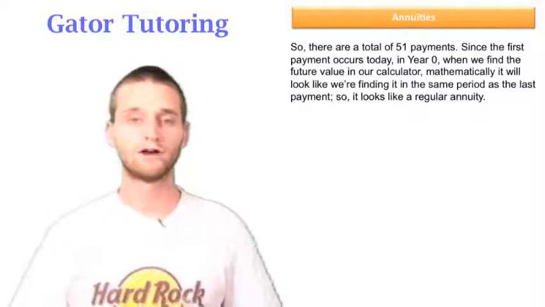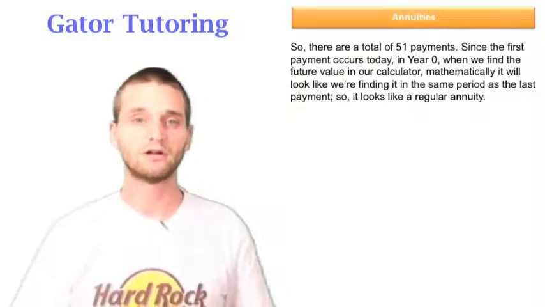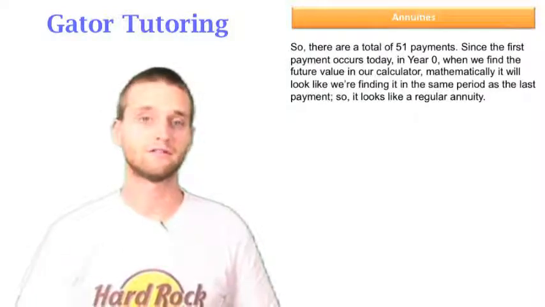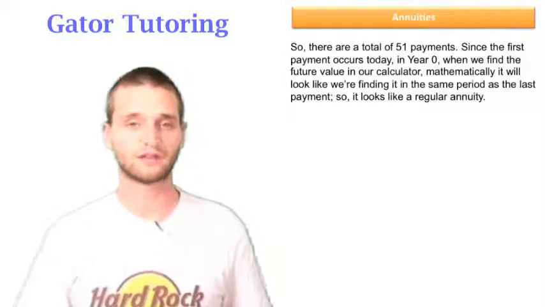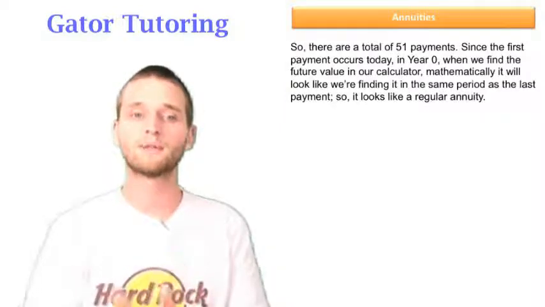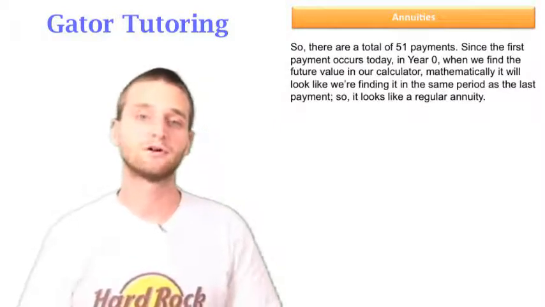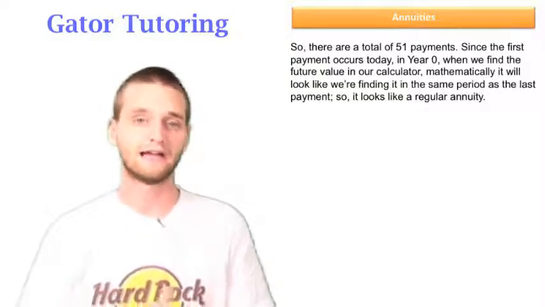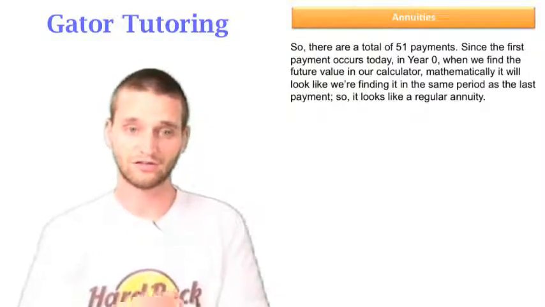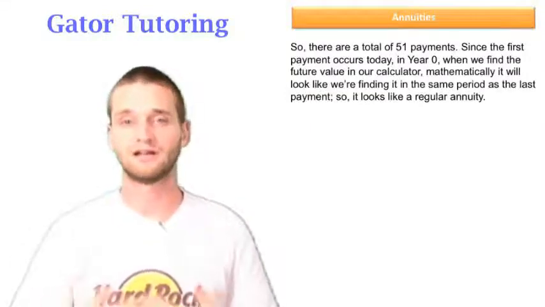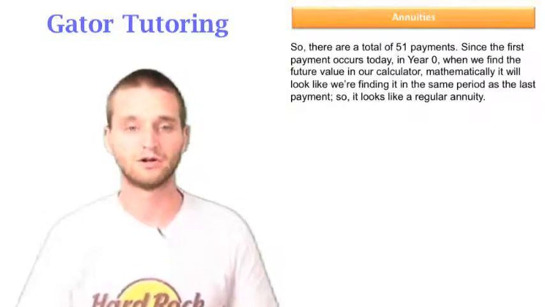Because remember, when you find the future value, the regular annuity has the future value in the same period as the last cash flow, and the annuity due has the future value found in the period after the last cash flow. Well, you have to think of this in reverse, since we want the present value in year 0, and our first cash flow occurs in year 0. If we treat this as a regular annuity and we find the future value, we'll get that value calculated in the same period as the cash flow. So in this case, it'll be in year 0. And that's exactly what we want. We want the present value of this annuity of payments in year 0. So we're going to treat this like a regular annuity.